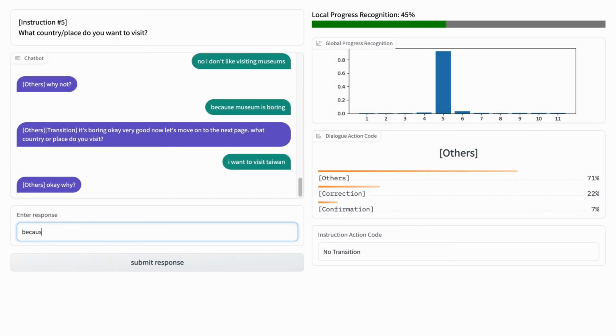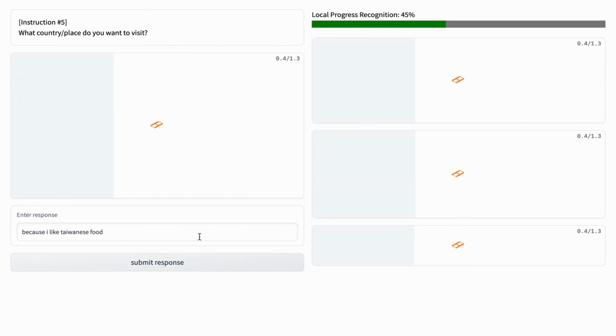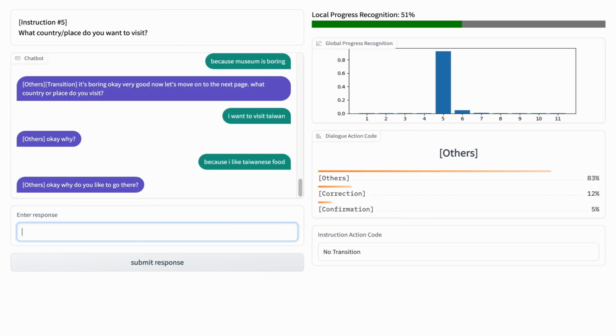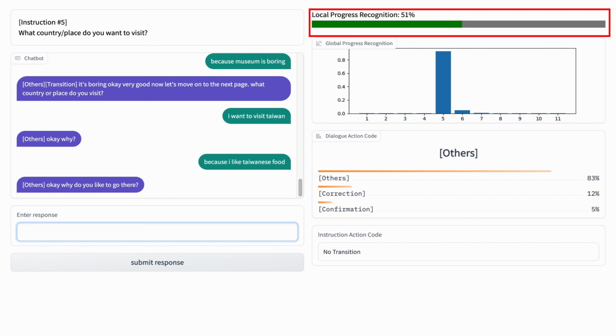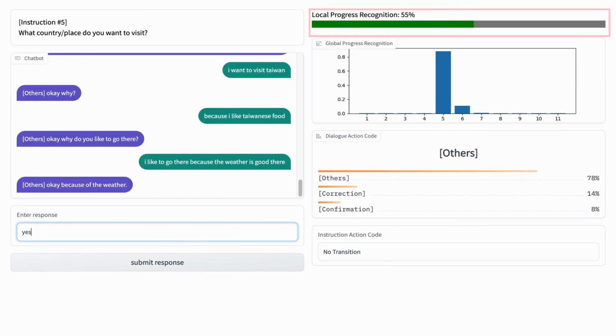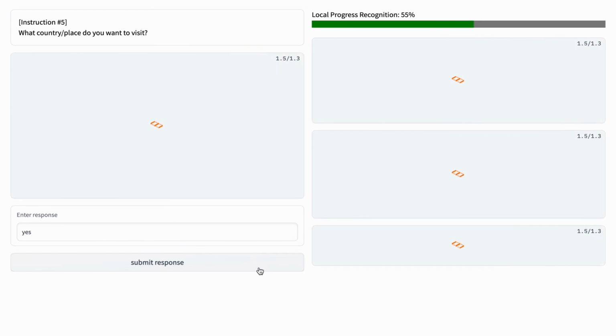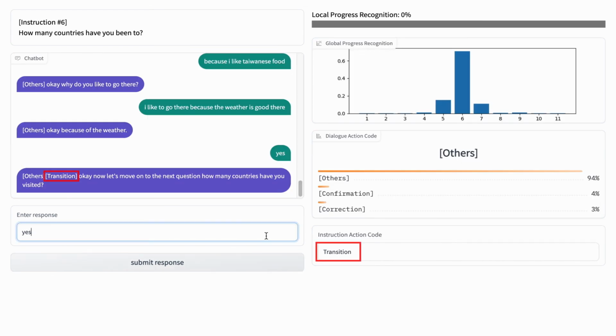This scenario shows how our bot makes a transition to the next instruction. As our model proceeds the lesson, it well predicts the increment in the local progress made at each turn. After having some conversation about a country or a place the student wants to visit, our model generates a special token, transition. Therefore, our autoregressive model generates a response to move on to the next instruction by conditioning on the transition token.